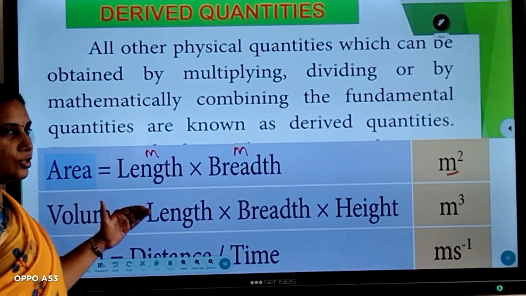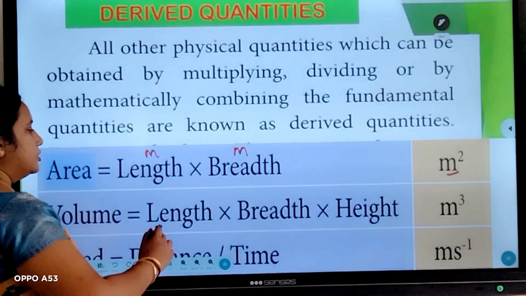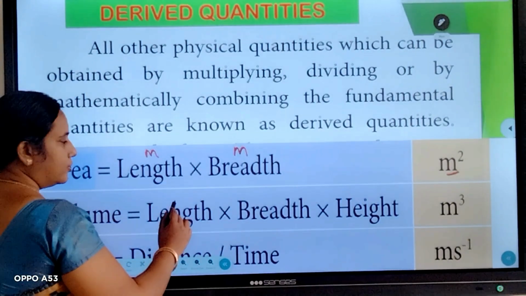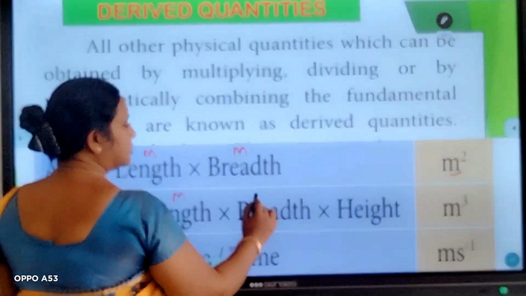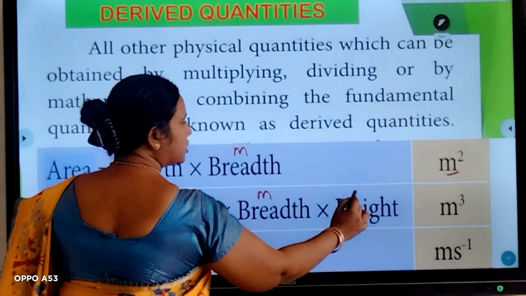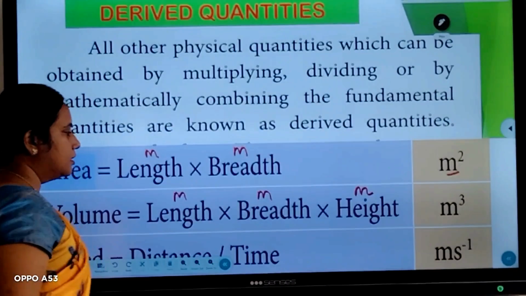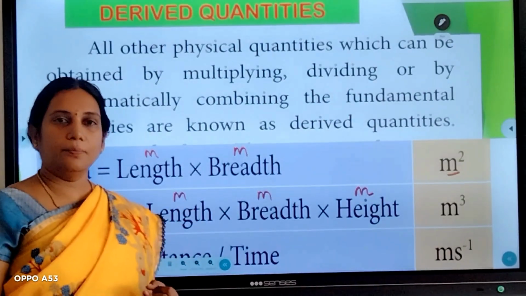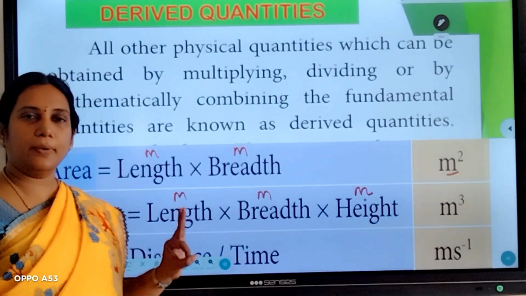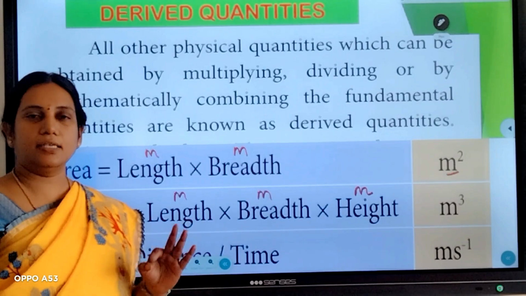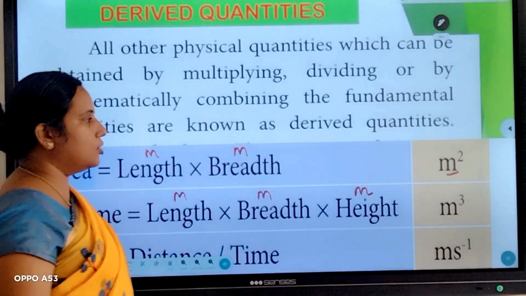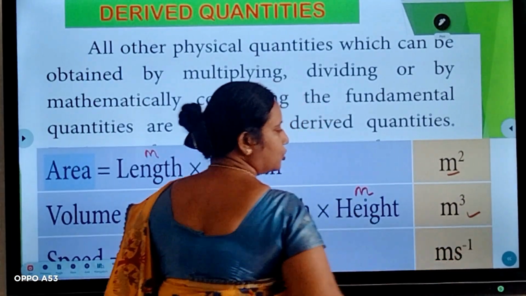Now we can derive the unit for volume. See, for length also, you know the unit of length is meter. For breadth is meter. Height is also, the unit will be meter. See children, these three fundamental quantities, length, breadth and height, share the same unit meter. So you will get the answer meter cube.